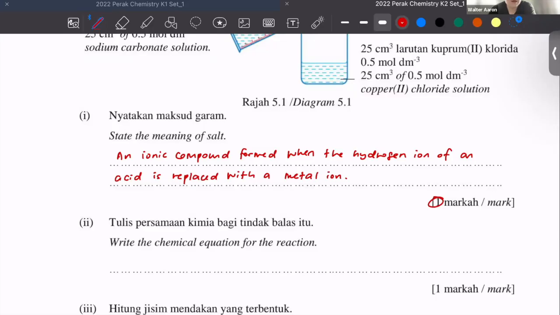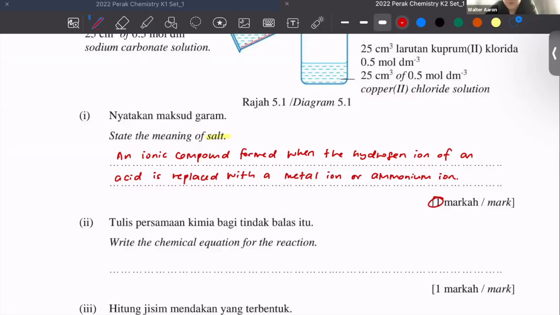So that is the idea behind it. You can say also metal ion or ammonium ion because ammonium is not metal. So you can also put the ammonium ion. That should be correct. That's the definition of a salt. And you can just memorize this because if this comes out, the answer should be the same.